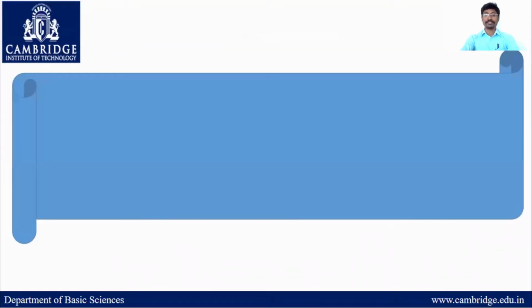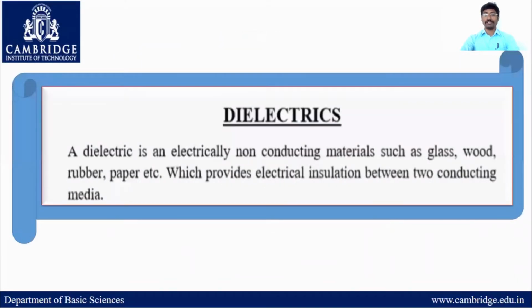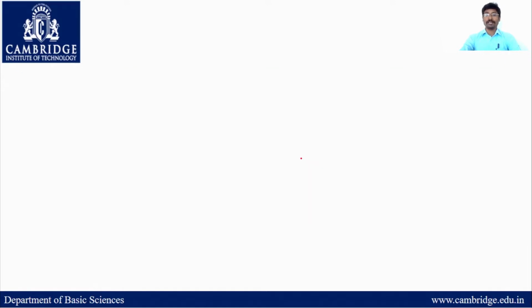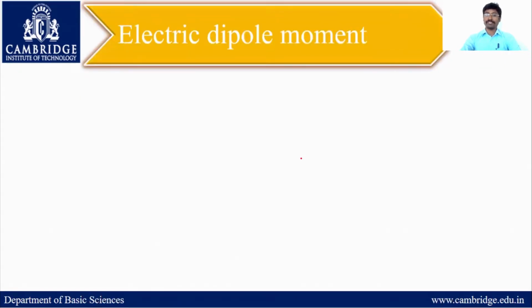See here. Next, what are dielectrics? A dielectric is an electrically non-conducting material such as glass, wood, rubber, paper, etc., which provides electrical insulation between two conducting media. These are the dielectrics. Dielectrics are the non-conductors which provide electrical insulation between two conducting media. Next, some basic definitions we will see here.